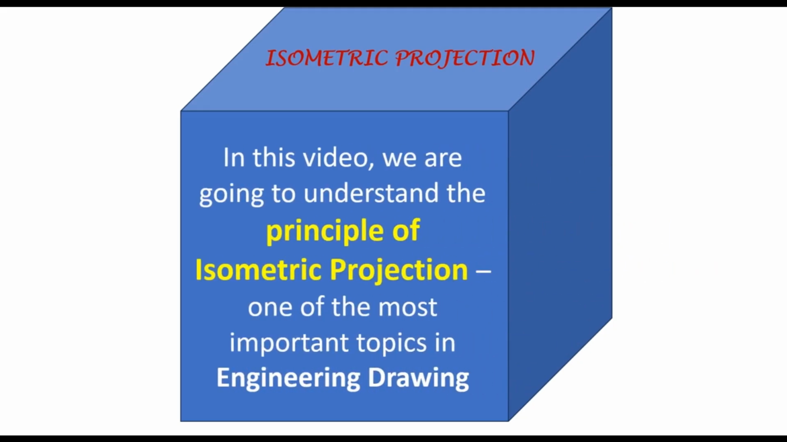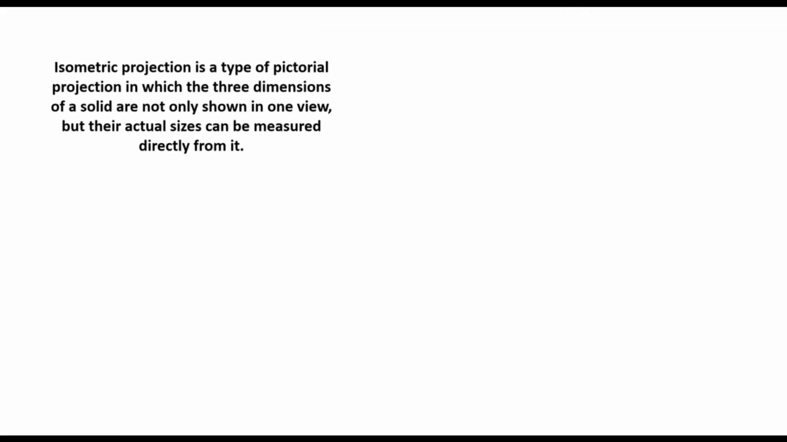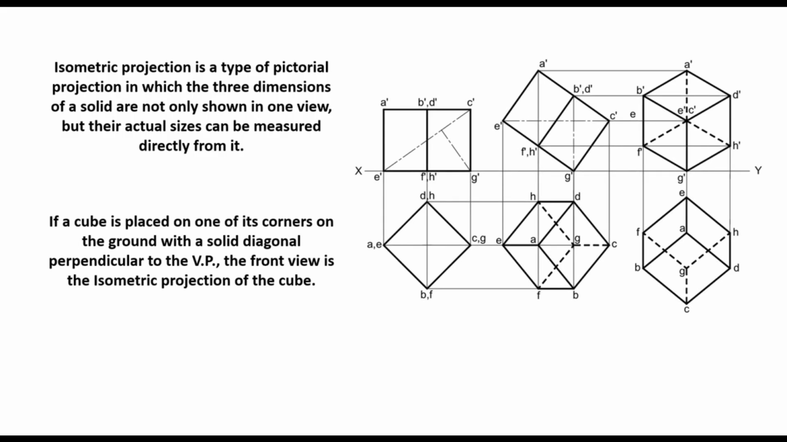In this video, we are going to understand the principle of isometric projection, one of the most important topics in engineering drawing. Isometric projection is a type of pictorial projection in which three dimensions of a solid are not only shown in one view, but their actual sizes can be measured directly from it. If a cube is placed on one of its corners on the ground with a solid diagonal perpendicular to VP, the front view is the isometric projection of the cube.